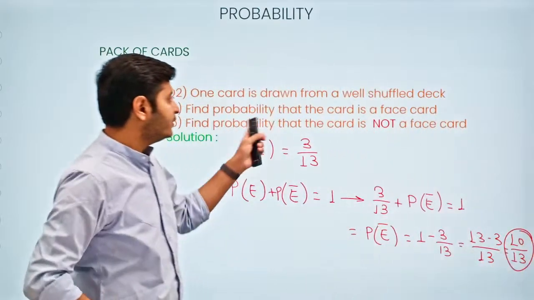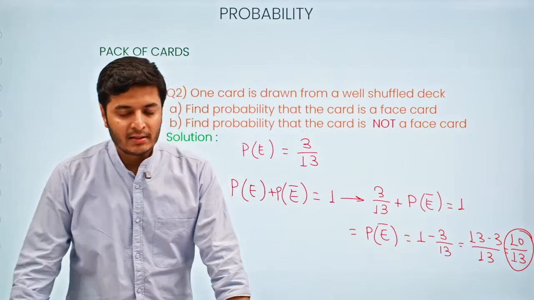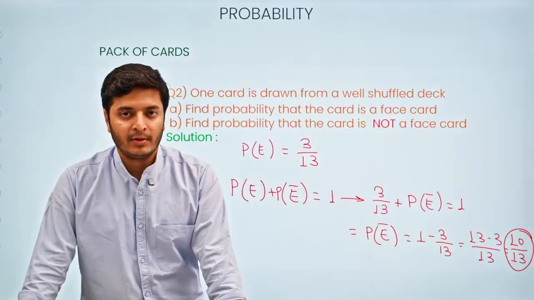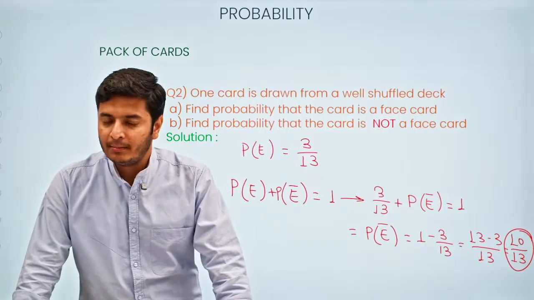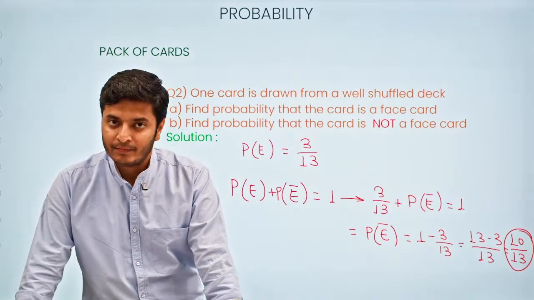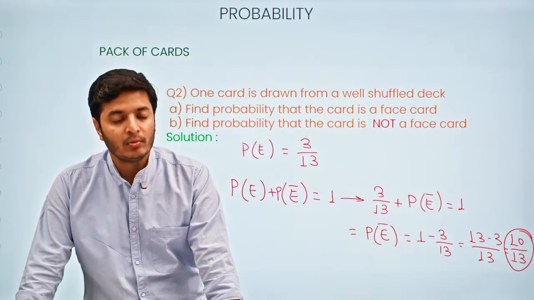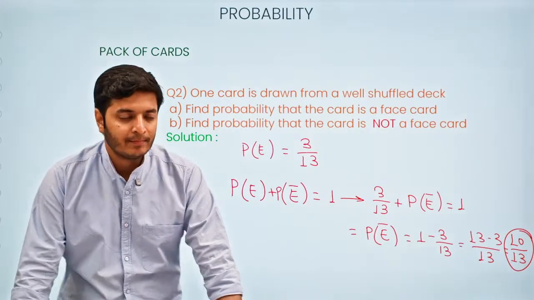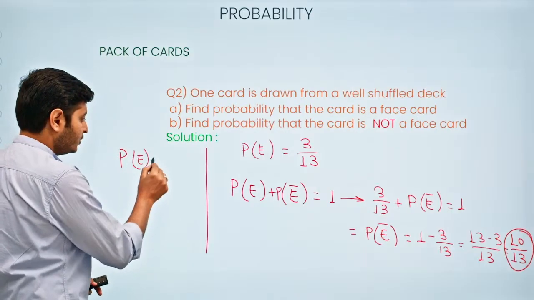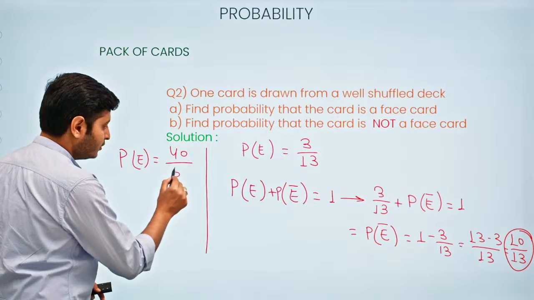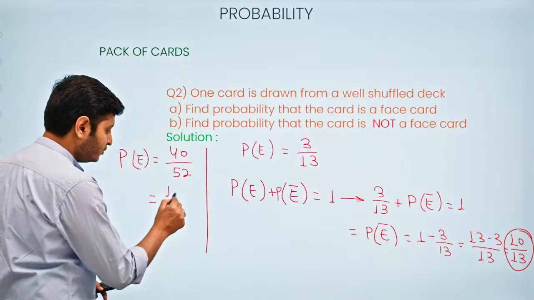So this is one way of finding the probability of not getting a face card. What is the other way? Again, the same logic we applied in the previous example. If we are not getting a face card, we can expect any other card, right? So the total number of face cards is 12, so the total number of other cards would be 52 minus 12, that is 40. So we can find the probability of not getting a face card by finding 40 by 52. Again, both are divisible by 4, so 10 by 13.